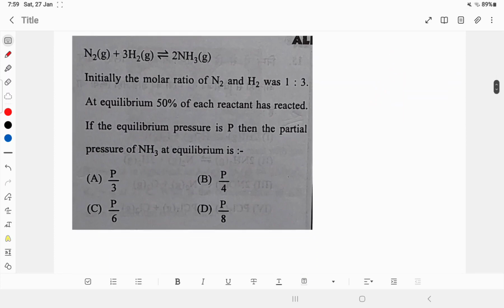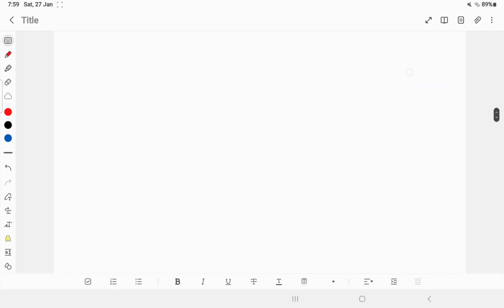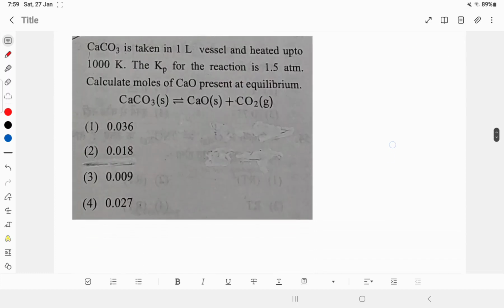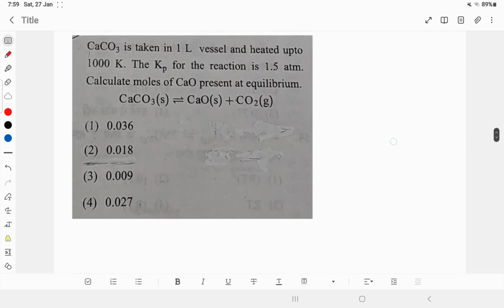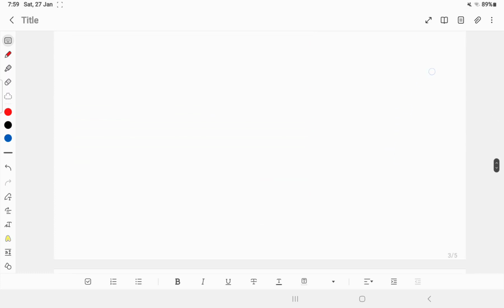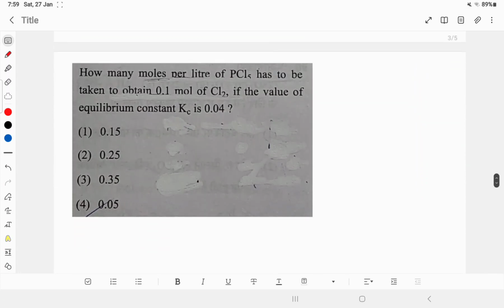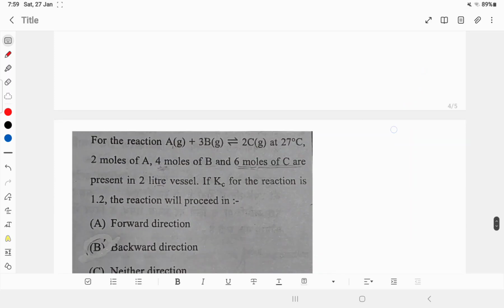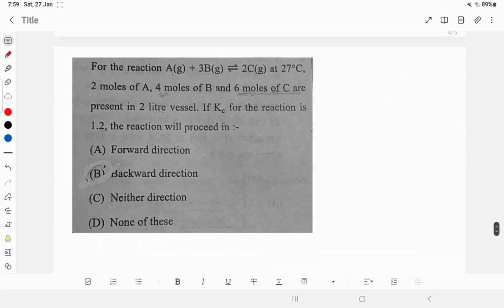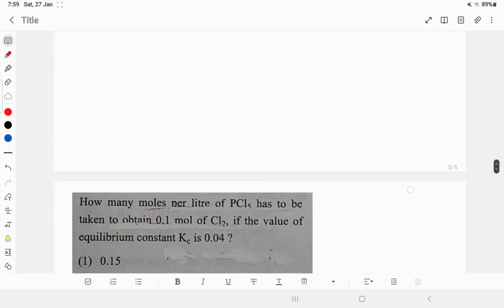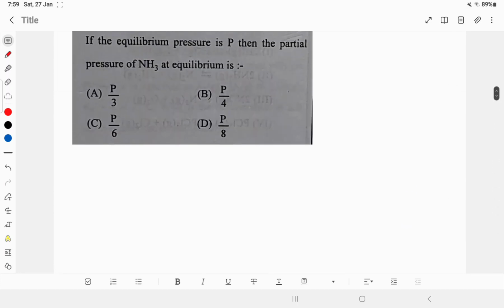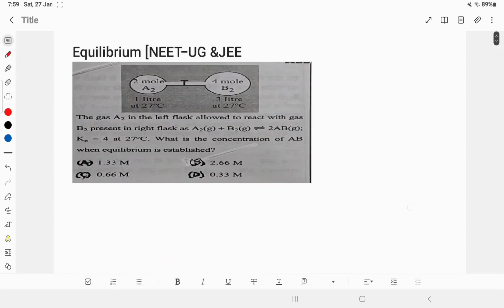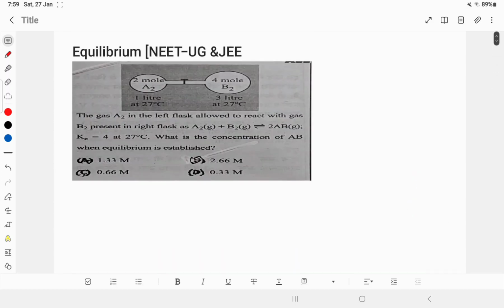Two, three, 4 and 5. Okay. So you take a screenshot and first you solve it by yourself. Okay, so let's start from question number 1.